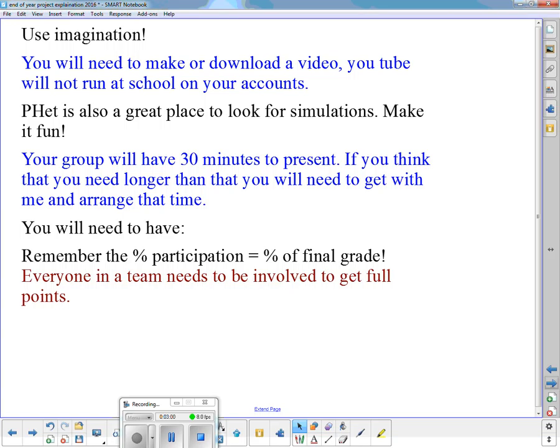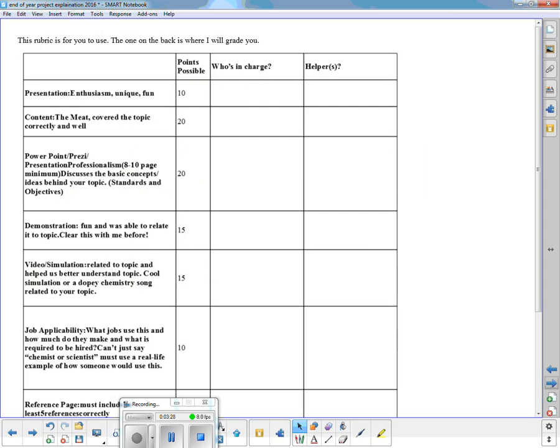If you have more than one in a group, remember the percent participation is going to equal the percent of your final grade. Okay, so not only how well you did, but how much you participated. So in every part, every member of a team needs to be participating. Okay, does that make sense? Because I'm all about this. Nobody's going to get credit for not doing anything. Okay? All right, so the next part here, it's going to go forward.